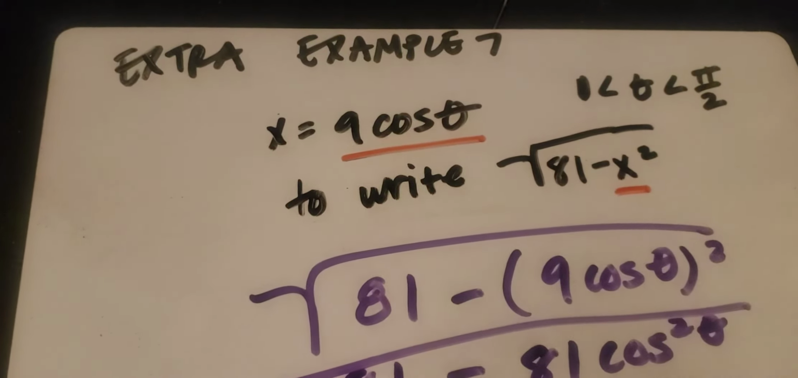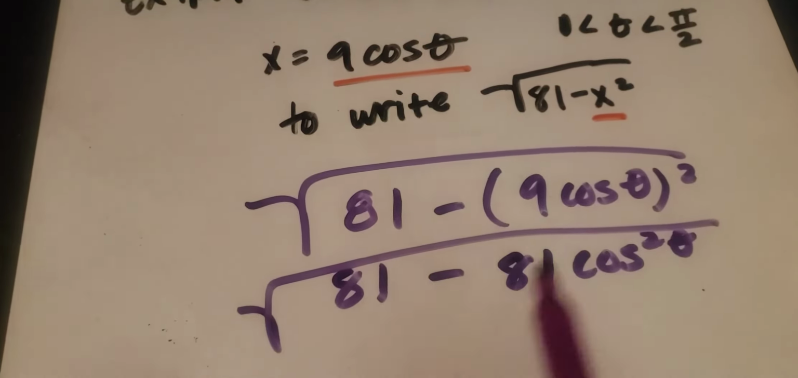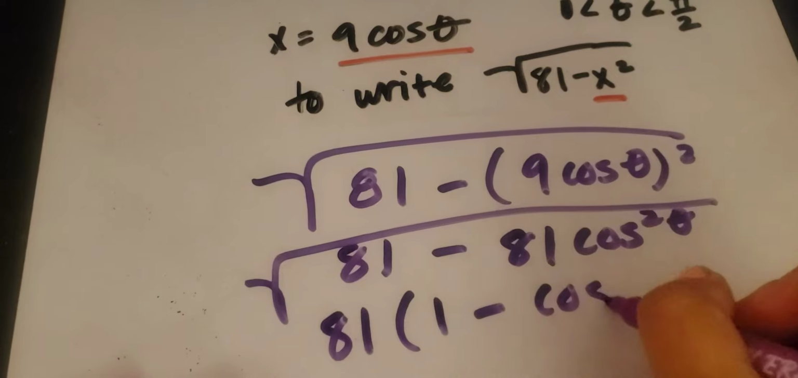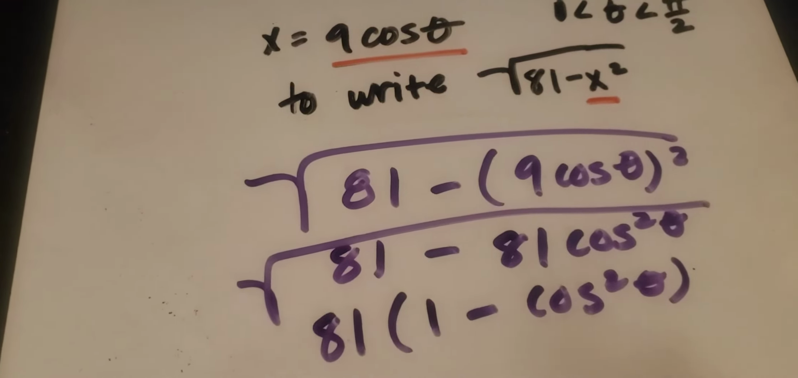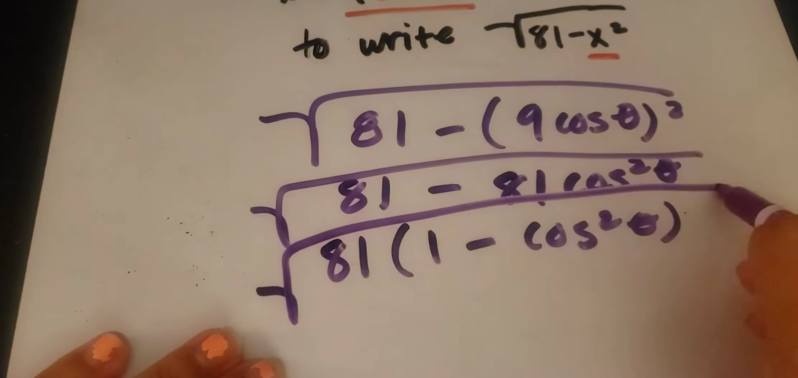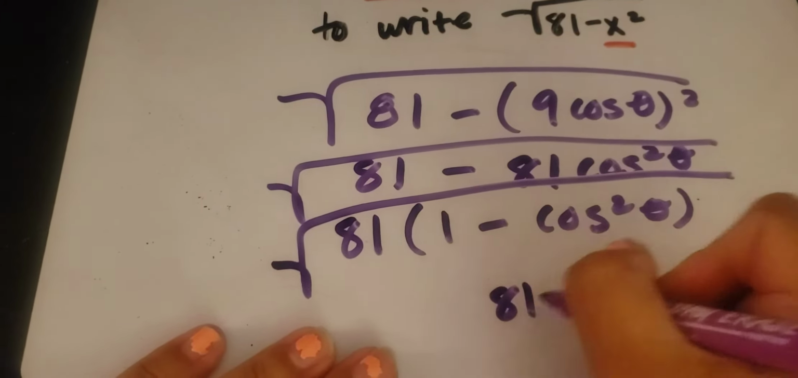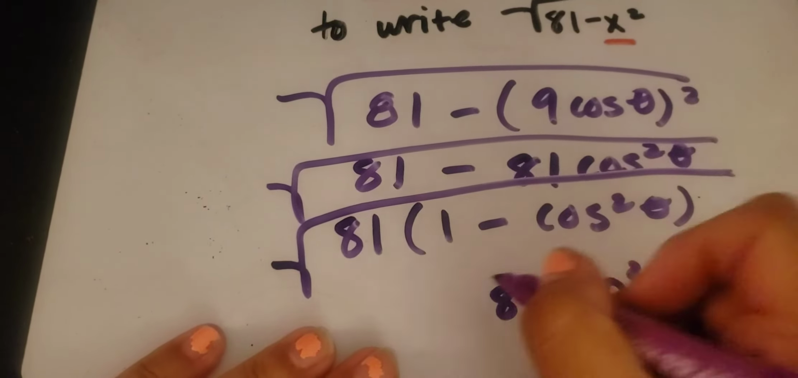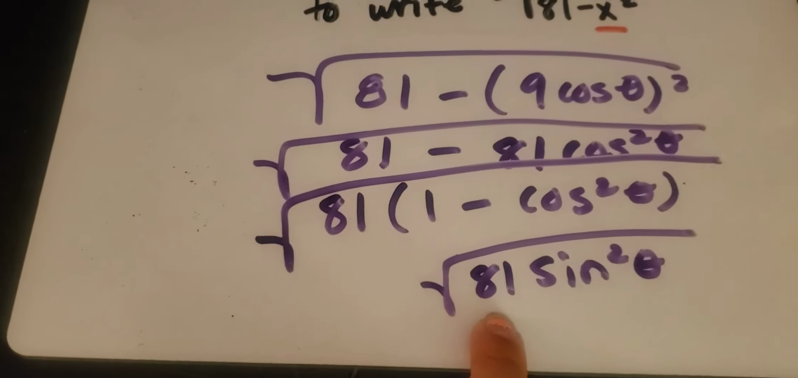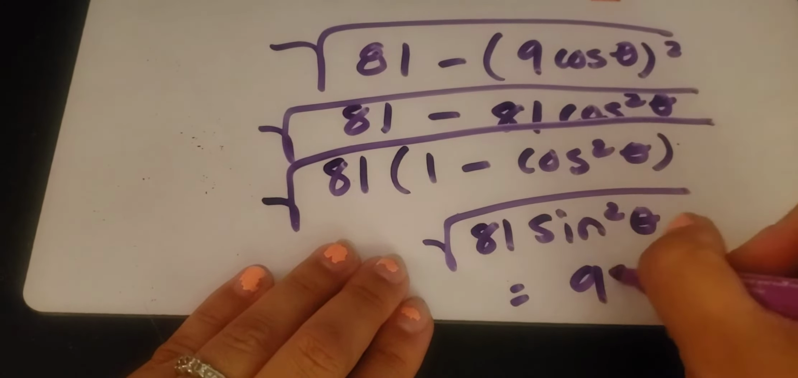What I notice is there's an 81 here and 81 here, so I can factor out an 81. If I factor out an 81, I should have 1 minus cosine squared theta, and that's actually a property. 1 minus cosine squared theta is sine squared theta. So I have 81 sine squared theta, and then we want to take the square root. 81 is a perfect square and sine squared theta is a perfect square, so I would end up with 9 sine theta.